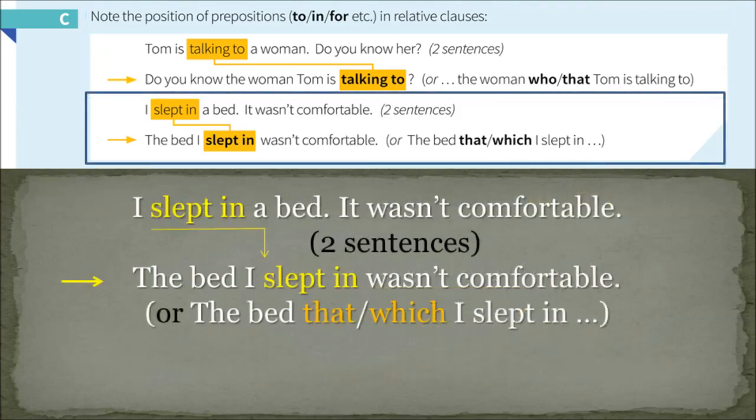I slept in a bed. It wasn't comfortable. Two sentences. The bed I slept in wasn't comfortable. Or, the bed that I slept in wasn't comfortable. The bed which I slept in wasn't comfortable.